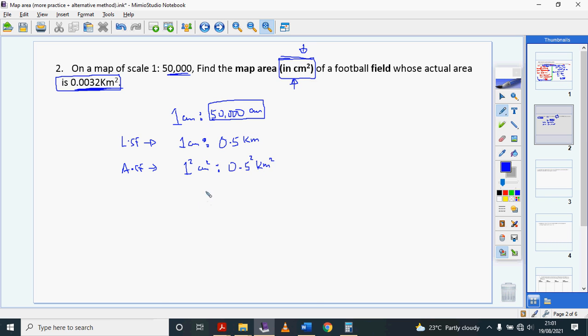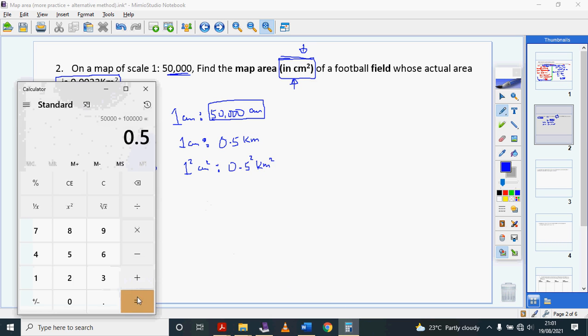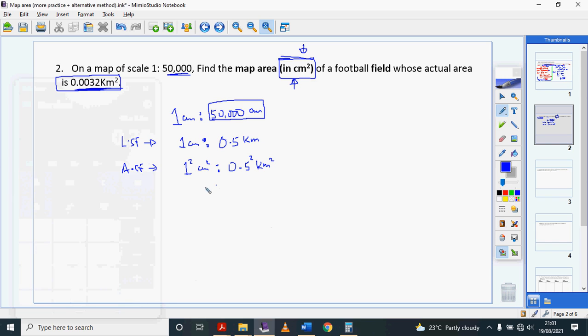Alright, so let me just check what 1 squared is, because I might not know what 1 squared is. 1 times 1, 1. Okay. Next, I want to check what 0.5 squared is. 0.5 times 0.5 is 0.25. So now my scale is 1 centimeter squared represents 0.25 kilometers squared. So I have my scale comparing kilometers squared to centimeters squared, which is what's needed.